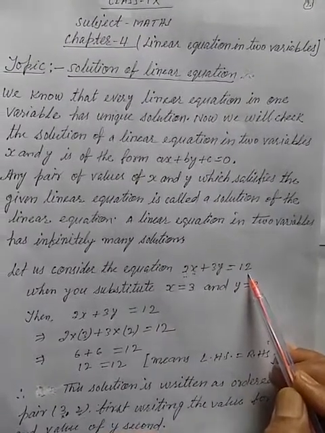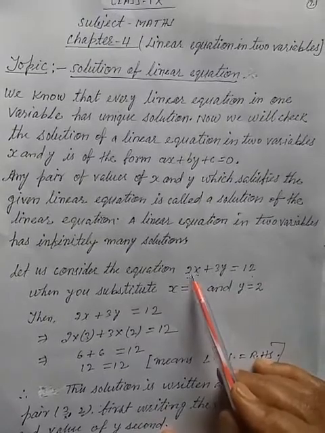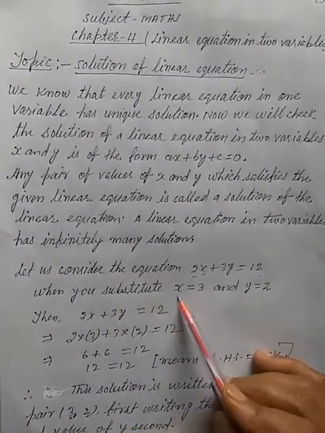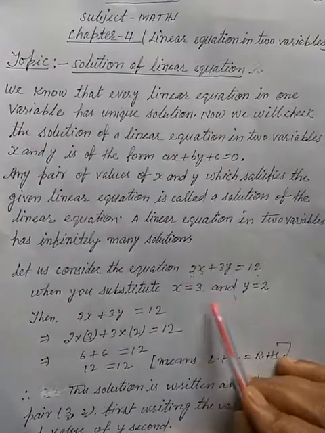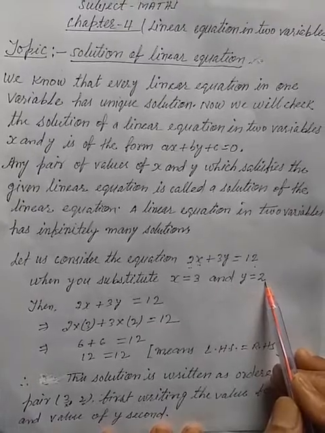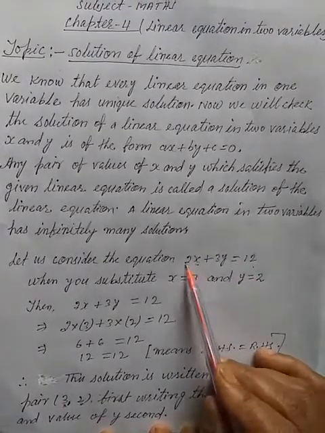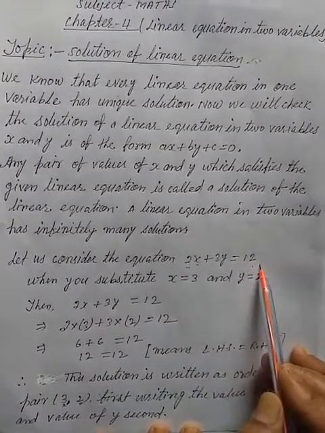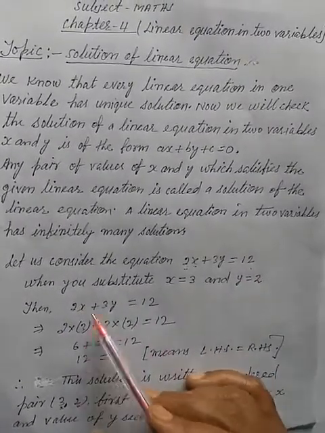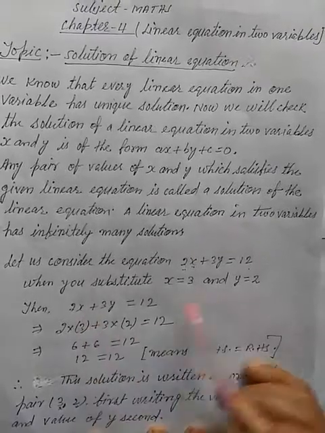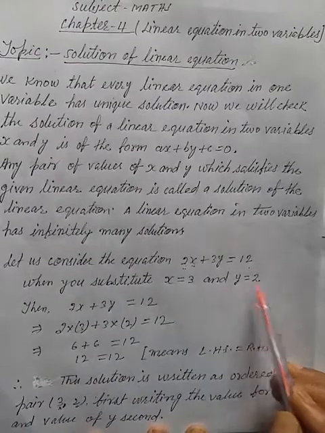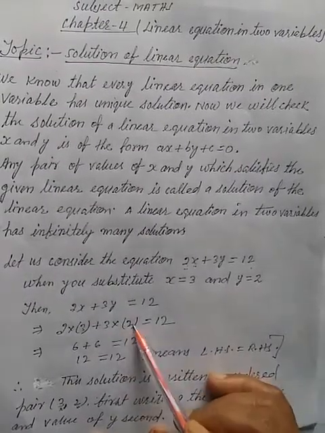Now which values do we have to put here? When you substitute x = 3 and y = 2, we have to get the answer LHS and RHS. This is LHS and this is RHS. We write 2x + 3y = 12. What is the value of x? We have taken 3, so put 3. What is the value of y? We take 2, so put 2.